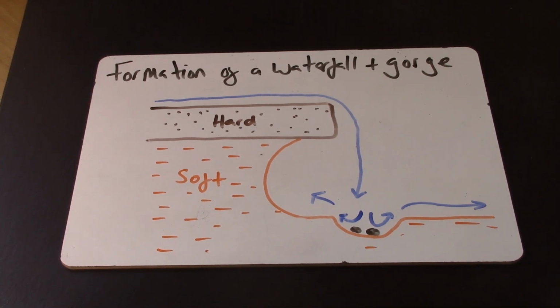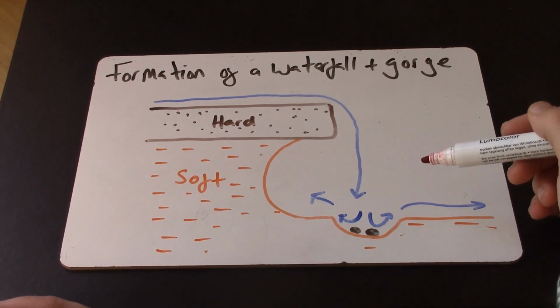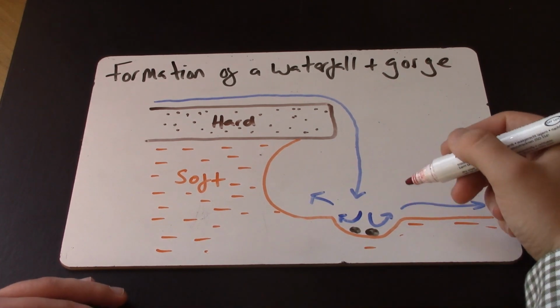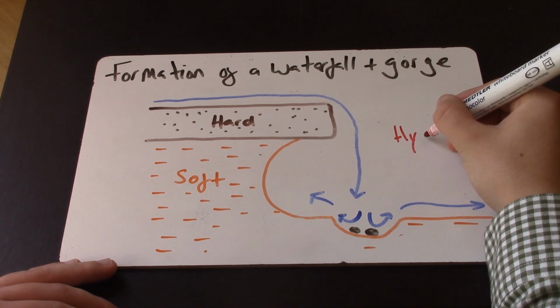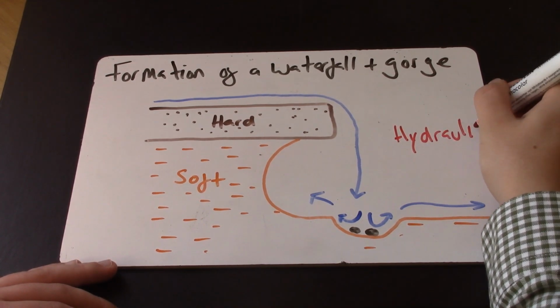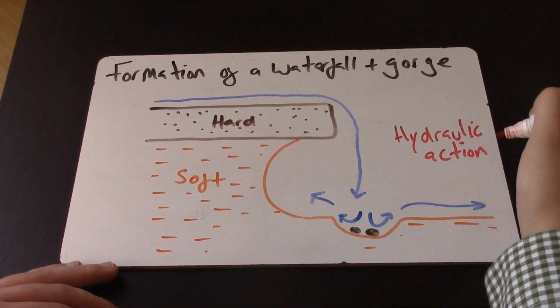And whilst exam boards don't often ask for you to draw diagrams in the exam anymore, they will be credited as part of a written answer. So here we can see we've got our hard rock sat on top of our soft rock, the water flowing over the edge of the waterfall and falling onto the soft rock below. And that's eroding that rock by the process of hydraulic action. So that's the force of the water crashing into the rock below.